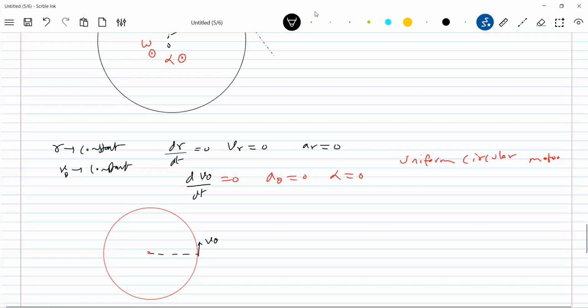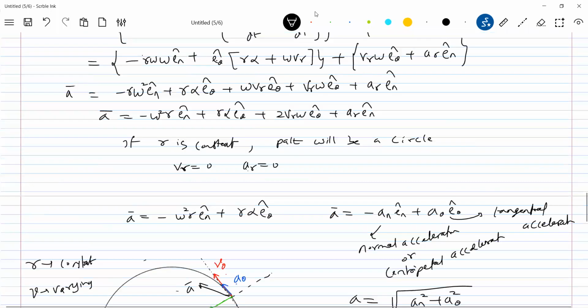It will be V theta. R is constant, V theta is also constant. You can see from the diagram now. And then what about the accelerations it will have? Let's go back to the basic definition. Vr will be 0, Ar will be 0, alpha will be 0. So what is left over? It will have only one acceleration. What is that acceleration? Omega square r en cap.